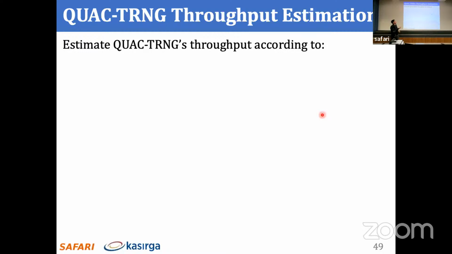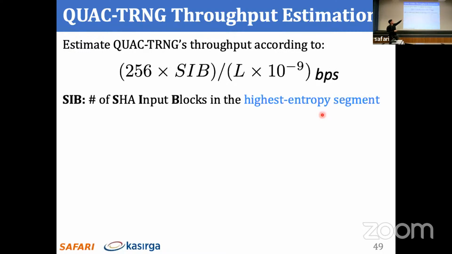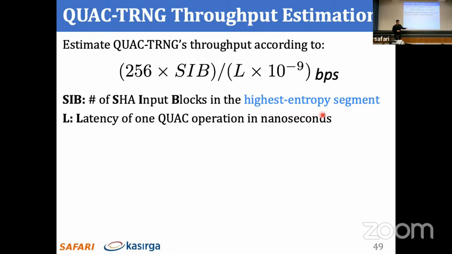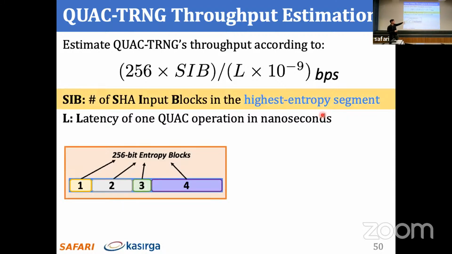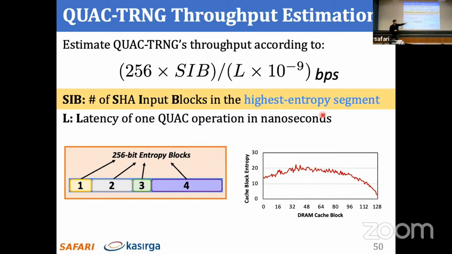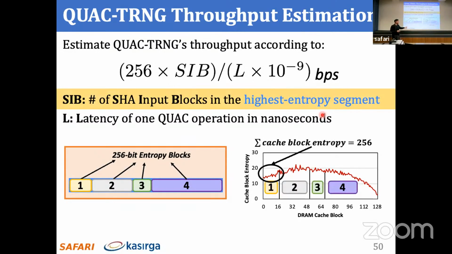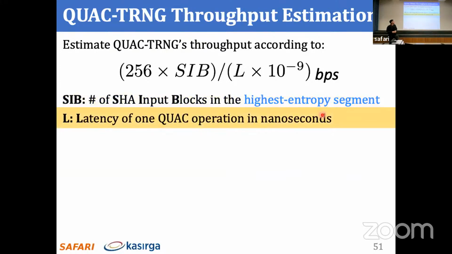Okay, finally, we will estimate QUAC-TRNG's throughput. According to this formula, SIB is the number of SHA input blocks in the highest entropy DRAM segment in the DRAM module, and L is the latency of one QUAC operation in nanoseconds. How do we calculate SIB? I talked about these 256-bit entropy blocks. We find these blocks by looking at cache block entropies across the segment, and we find contiguous ranges of cache blocks where the sum of their entropy equals 256. So we split a DRAM segment into multiple 256-bit entropy blocks based on this characterization. L, we calculated by tightly scheduling the DRAM commands, activate, precharge, and activate, required to execute one QUAC operation. Finally, we multiply by 256 because that is how many random bits we generate with a single iteration.